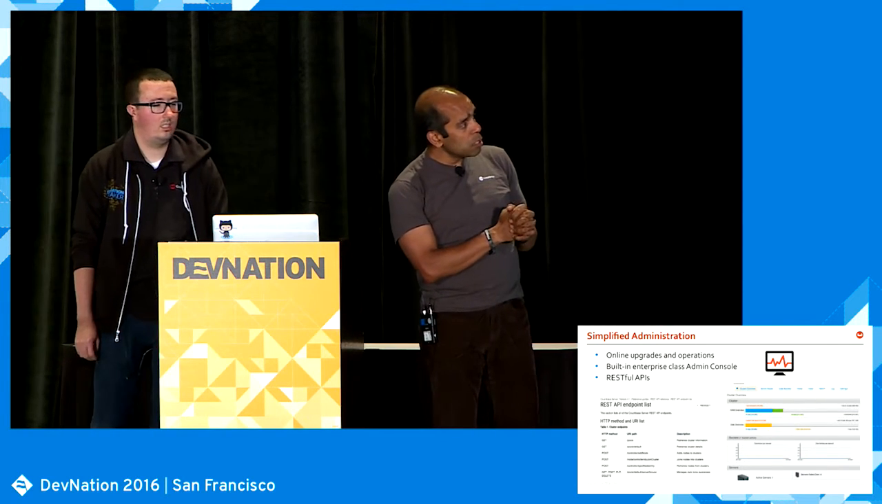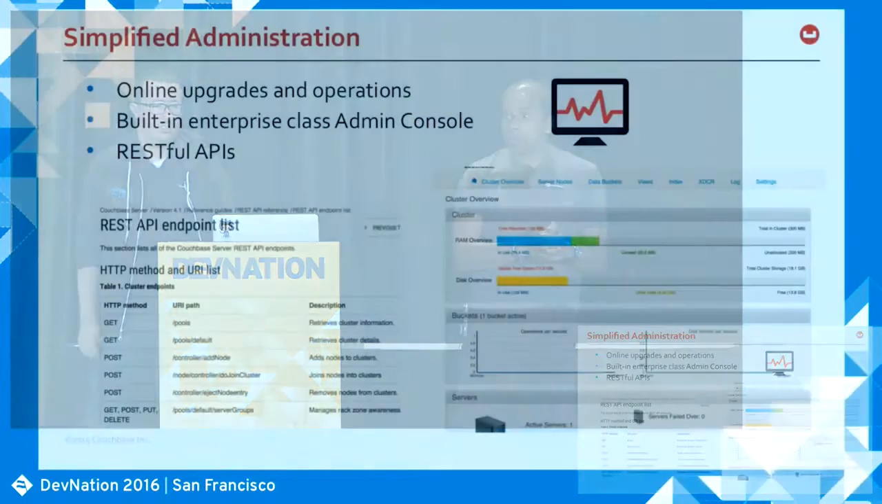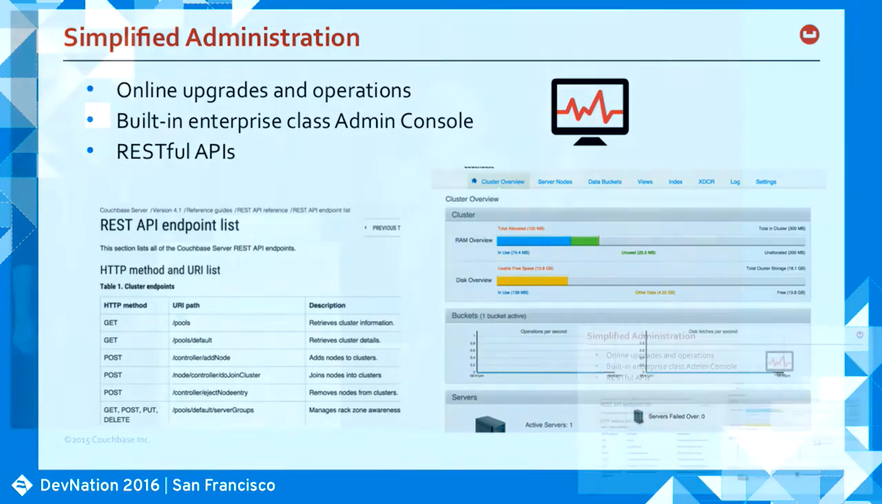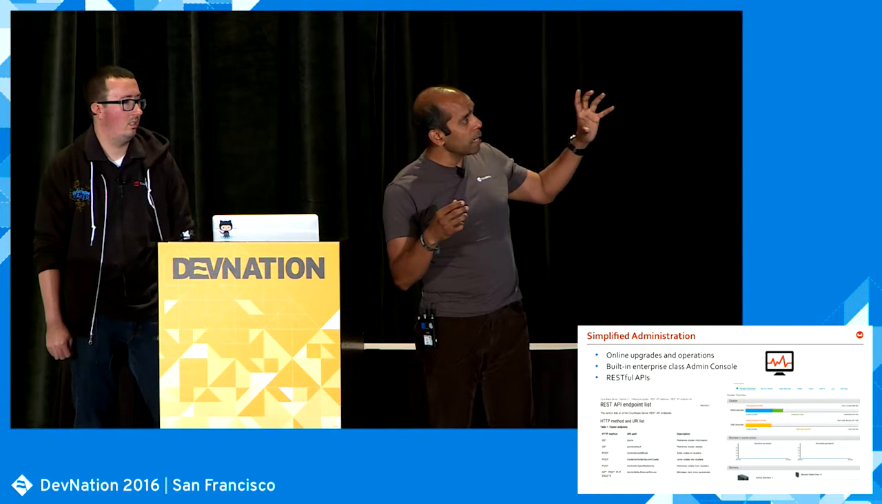On the bottom right, what you see is a snapshot of our Couchbase web console. Again, this could be validated by X509 certificates and stuff like that. So you can easily manage it. If you see, there are server nodes, data buckets. You can see indexes. You can see cross data center replication. All of that can be very easily set up using the web console. And of course, as I said, it's fully backed by a corresponding REST API endpoint list.